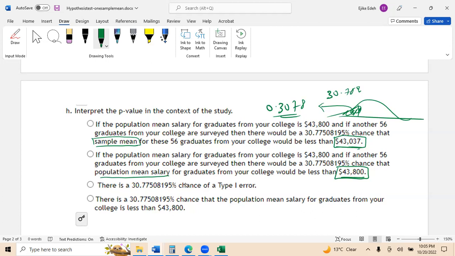Okay, so which one is more correct? Pay attention to this. P-value, remember how p-value is gotten? P-value is gotten from your data, right?